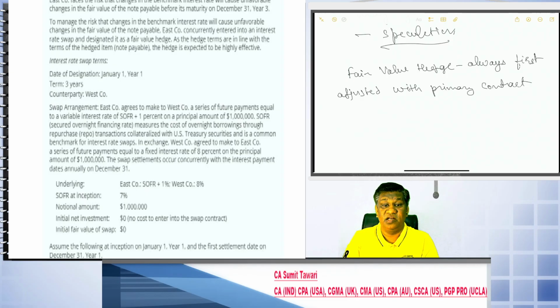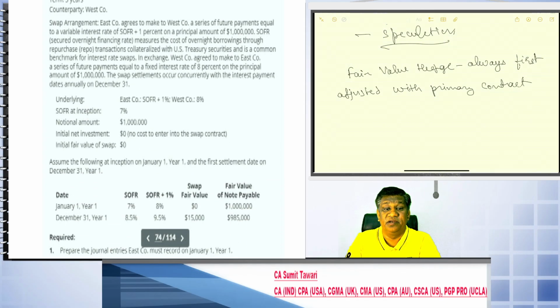Okay, so underlying, Eastern Company has an obligation of SOFR plus 1% and Western Company has an obligation of 8%. If SOFR at inception is 7%, then both have an exchange rate of 8%, because 7 plus 1 is 8%, and Western Company already has an obligation of 8%. So the notional amount is 1 million, no net initial investment, and the initial fair value of the swap is also 0, because in this situation both parties have the same interest rate.